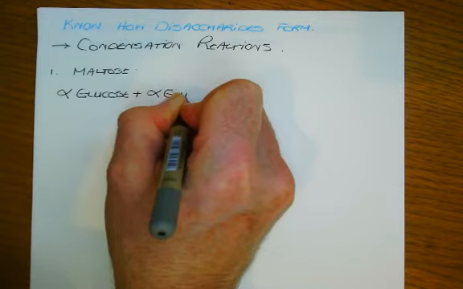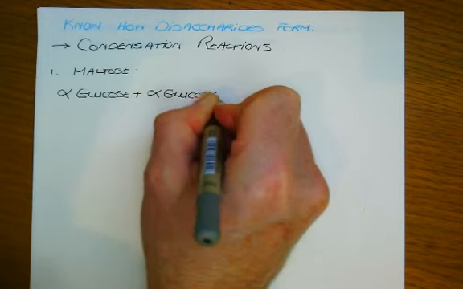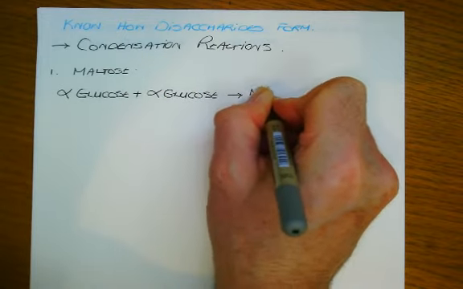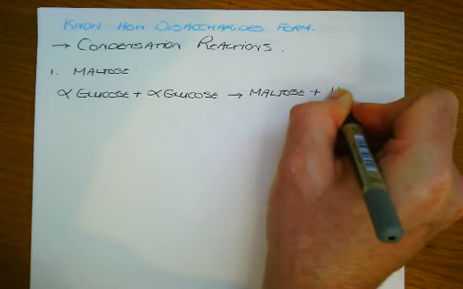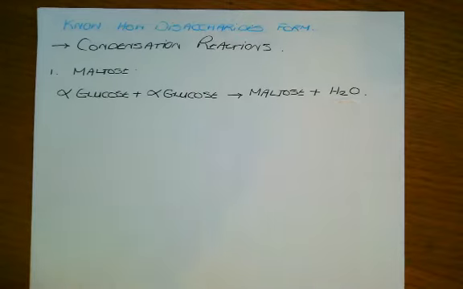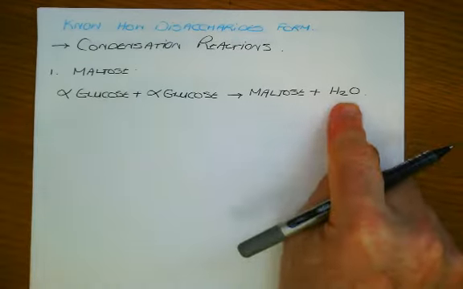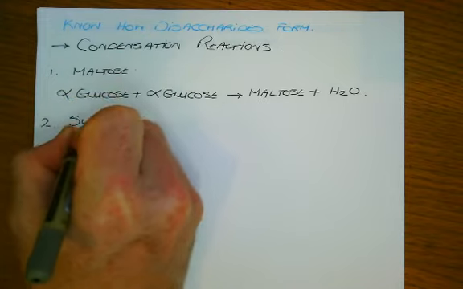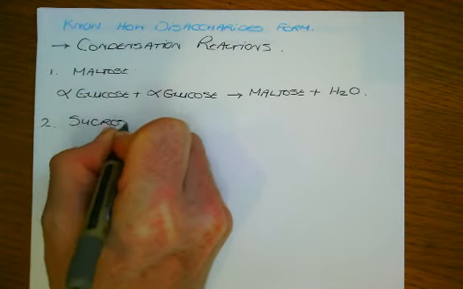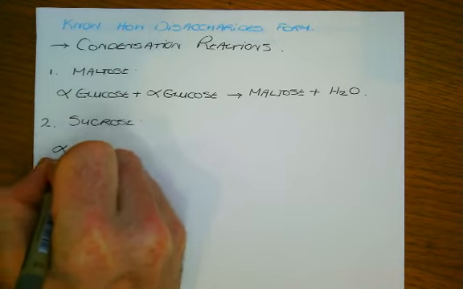So the word equation, which is important to know, so we have alpha glucose plus alpha glucose forms maltose plus a water molecule. Don't forget to include that.